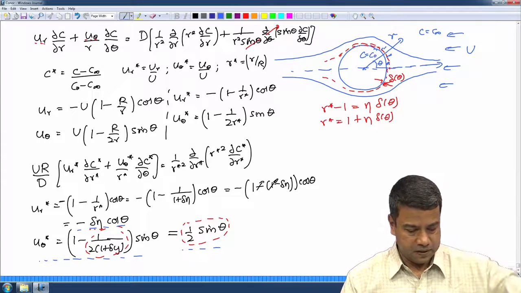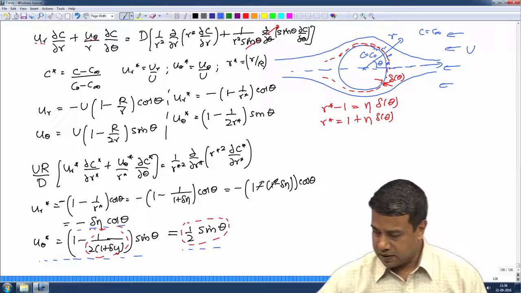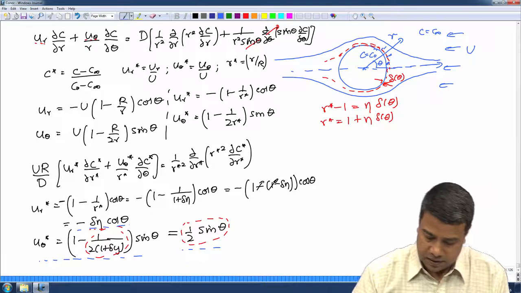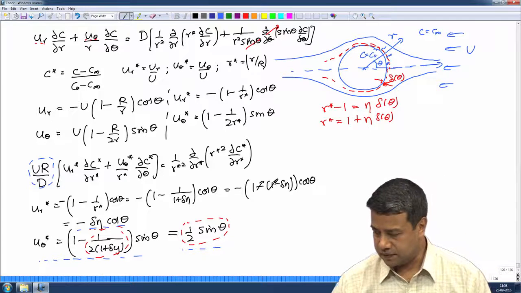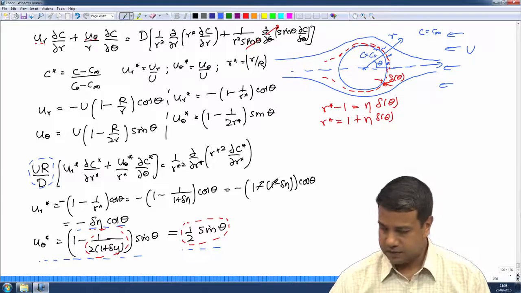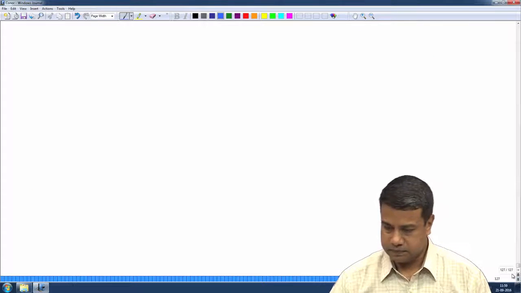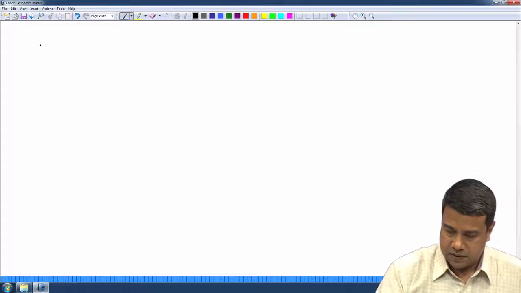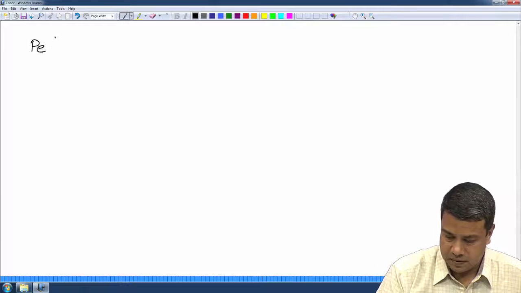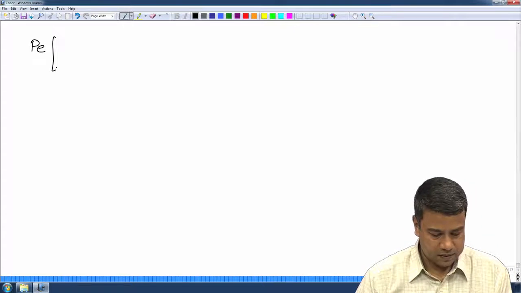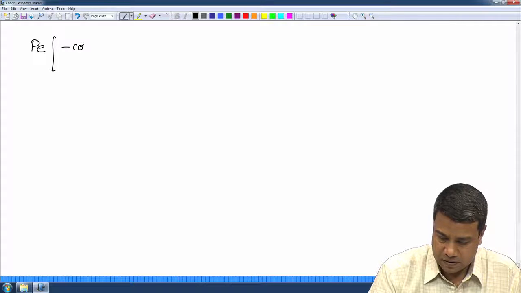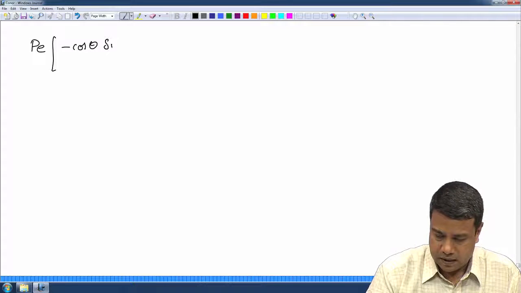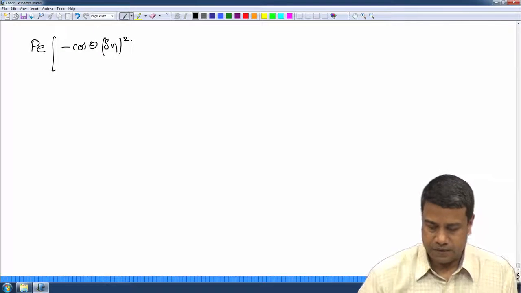So, with this we can write down our equation. Okay. In this case, this is the Peclet number based upon the radius of the sphere. So the equation becomes Peclet number into ur. Okay. If you recall, ur was minus cos theta delta eta the whole square.